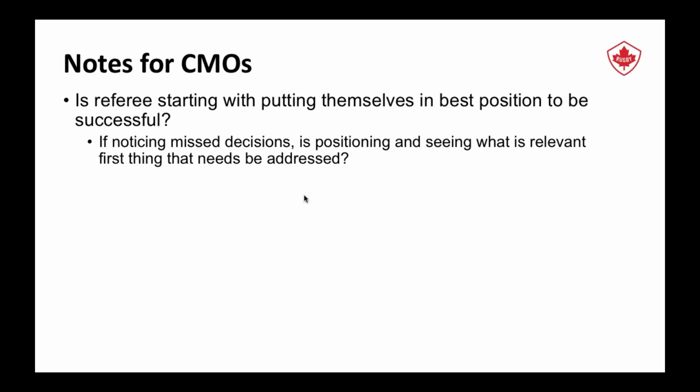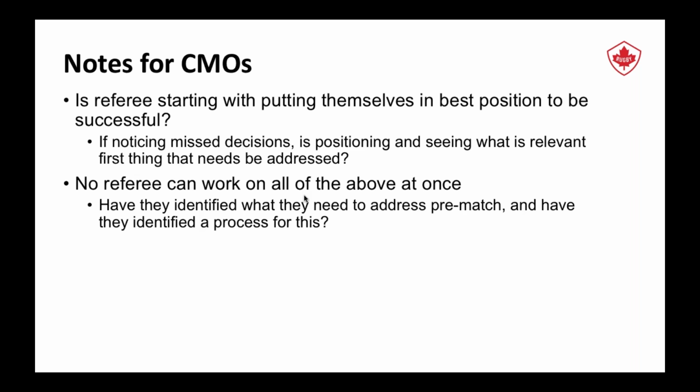We had that example of Chris penalizing the player for being off their feet, when in fact the first infringement was really the fact that they entered through the side of the gate. So in a situation where that plays itself out differently and longer, do we maybe have a bigger mess, and are we addressing the issue that needs to be addressed? So all the things that we touched on, no referee can really work on all of these things at once. So I think the biggest question is, have they identified what they need to address pre-match? Preferably one or two things, and have they identified a process to try and achieve that goal?